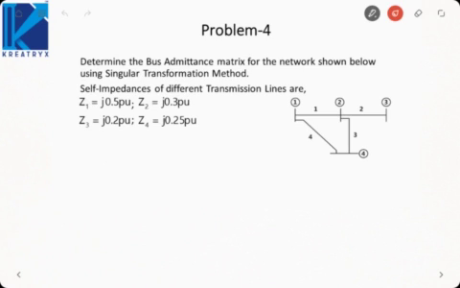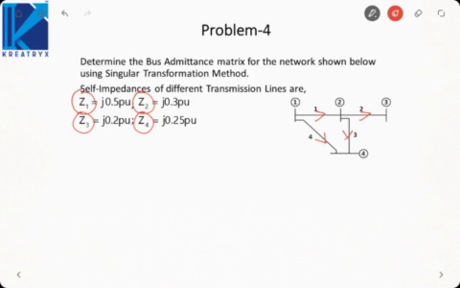In this we are given the problem that we have to determine the bus admittance matrix using singular transformation method, and we have been given self impedances of the 4 transmission lines Z1, Z2, Z3 and Z4. Now in singular transformation method we have two impedances, self and mutual. Since mutual is not given here, that means mutual will be taken as 0. So first step will be forming a directed graph. So now this will be the directed graph. Let me draw like this.